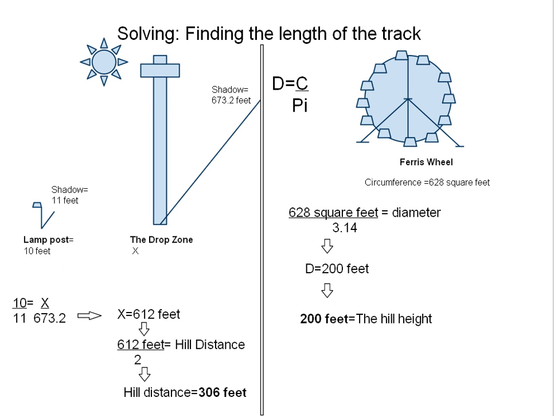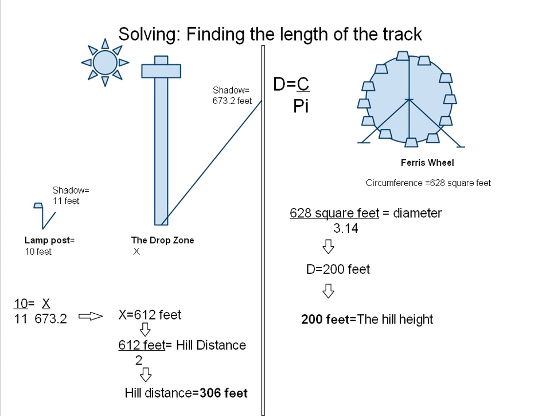Solving. First, we need to find the length of the track. The first step in this is finding the height of the drop zone. To do this, we're going to use a proportion. We know the height of the lamppost and its shadow are 10 and 11 feet, and we know the shadow of the drop zone is 673.2 feet. We're going to set up a proportion and cross multiply, and we get the height of the drop zone is 612 feet. We then divide this by 2 to get the hill distance, since that's what it said in the given, and we get 306 feet.